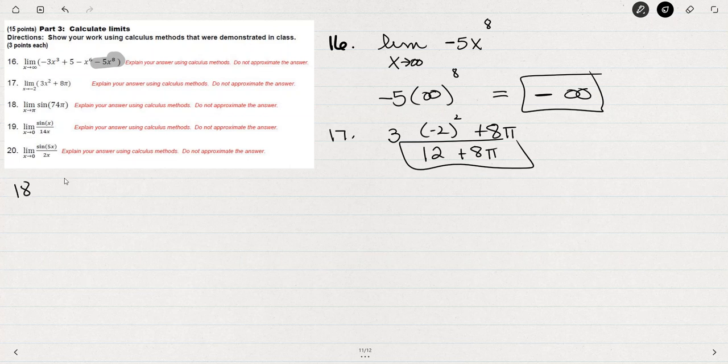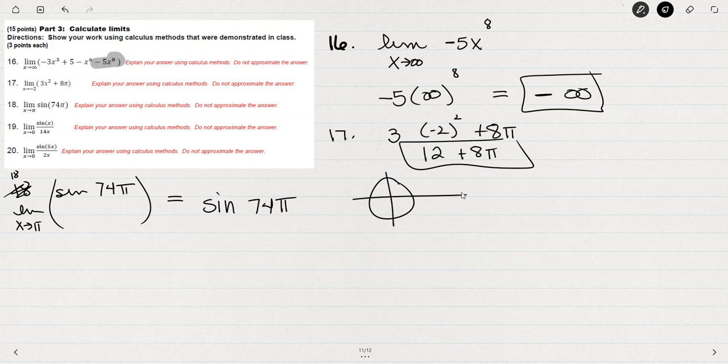Number 18, the sine of 74 pi. If I'm going to do the limit as x approaches pi, do you notice that this was a little bit of a trick question? Not so much a trick question, but a question that's saying, hey, are you paying attention to what a limit is? There's no x in here because the sine of 74 pi is a constant. So the limit as x approaches pi is just the sine of 74 pi.